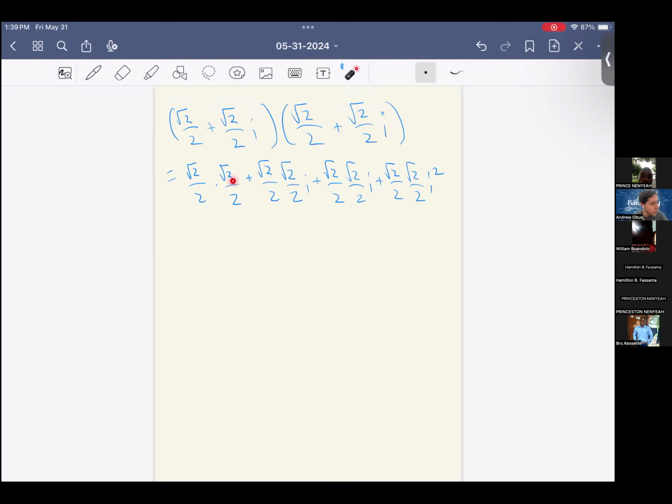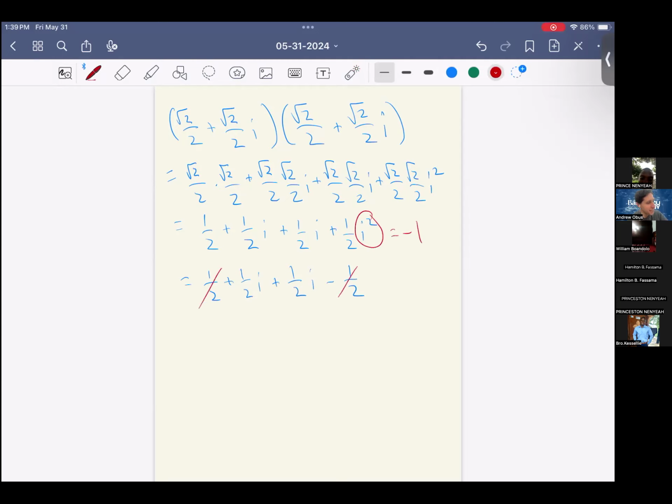Now square root of 2 over 2 times square root of 2 over 2 is just 2 over 4. That's just 1/2, right? So this is just 1/2 plus 1/2 i plus 1/2 i plus 1/2 i squared. But i squared is -1, right? So this is 1/2 plus 1/2 i plus 1/2 i minus 1/2, because this i squared here, remember, is equal to -1. And now we see what happens, right? The -1/2 and the +1/2 cancel, and we add 1/2 i and 1/2 i, and we end up with i. So it just comes out to i.